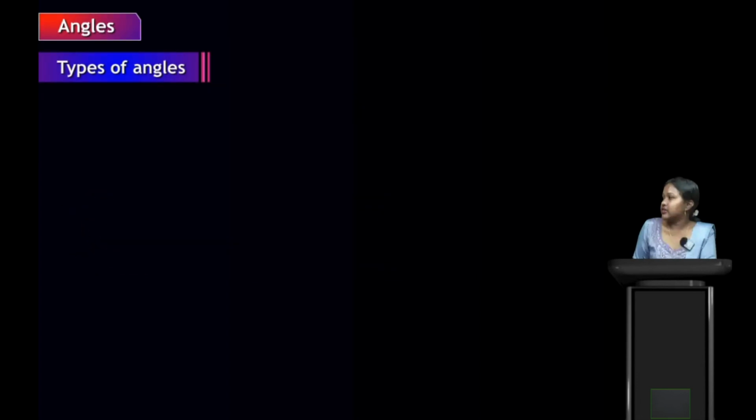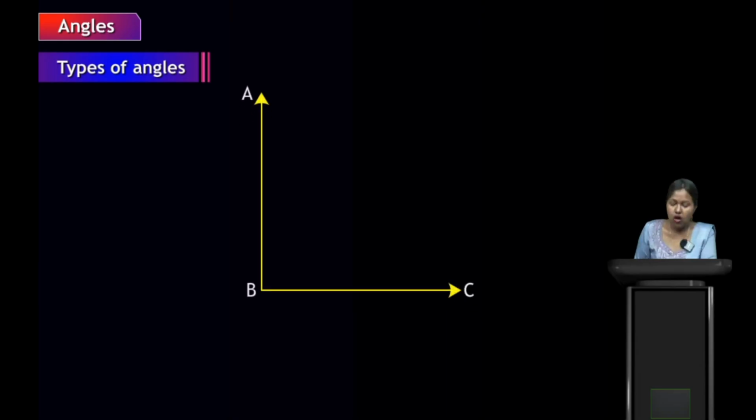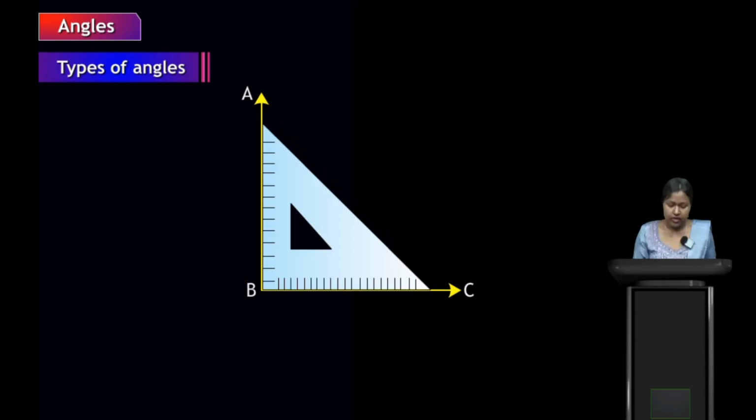Okay. Now let's see types of angles. How many types are there? Here is one angle. We can simply tell it as angle B, or we can name it as angle ABC or CBA. Why? Can you tell me, my dear students, why this is only angle B, not angle A or angle C? Very good, because B is the vertex and vertex will be always in the middle.